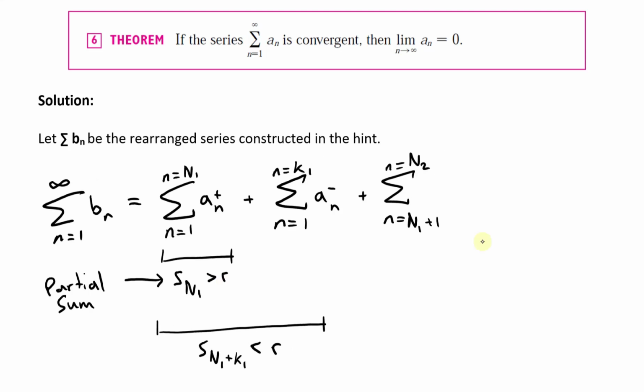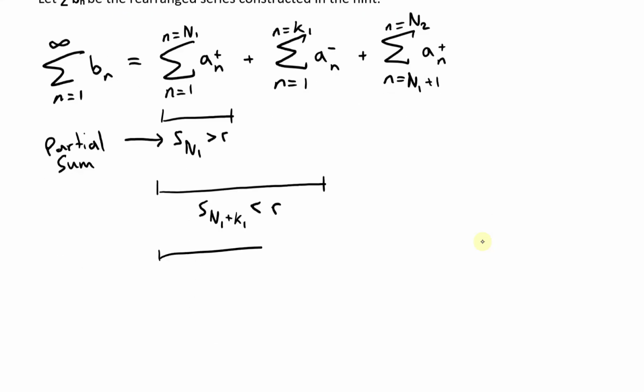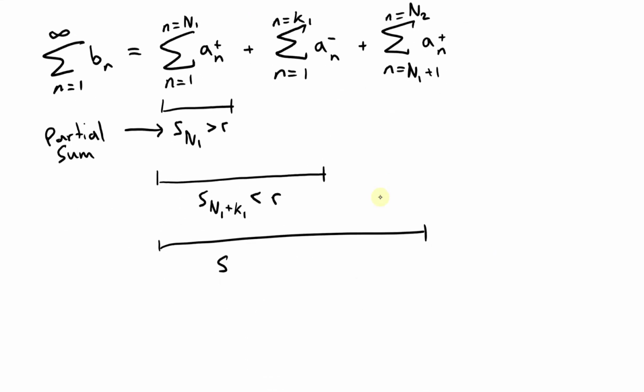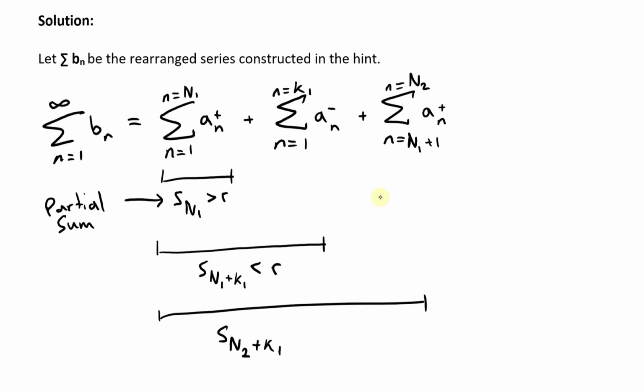I moved N2 down a bit. So this is going to be the positive terms again, an plus. And again, now the cumulative sum all the way up to here is going to be, it's interesting, it took me a while to realize this. It's going to be S of capital N2 plus K1, the number of terms there. So this gets all the positive terms up to here, and then we also have to include the negative ones here, so the K1 terms.